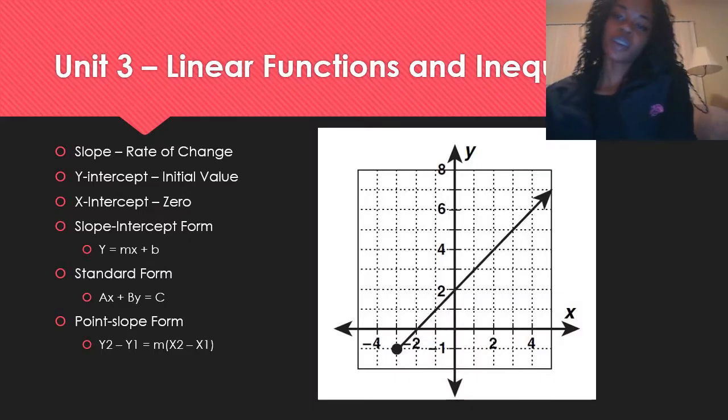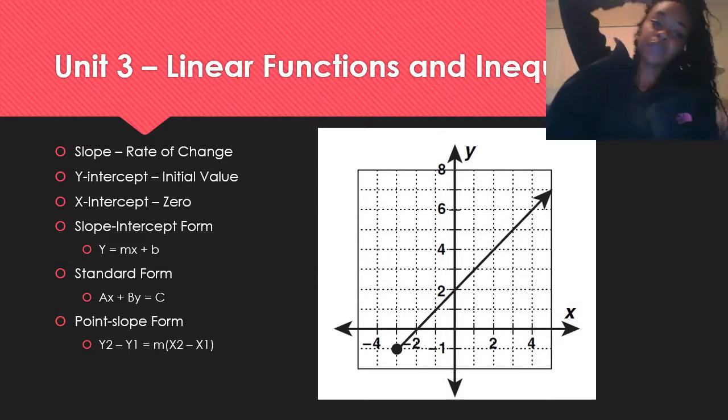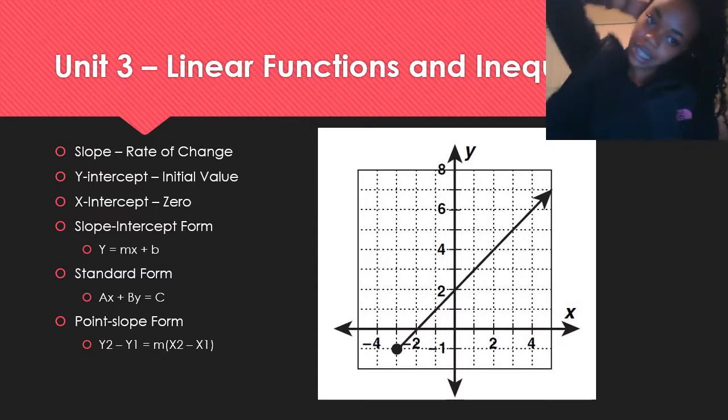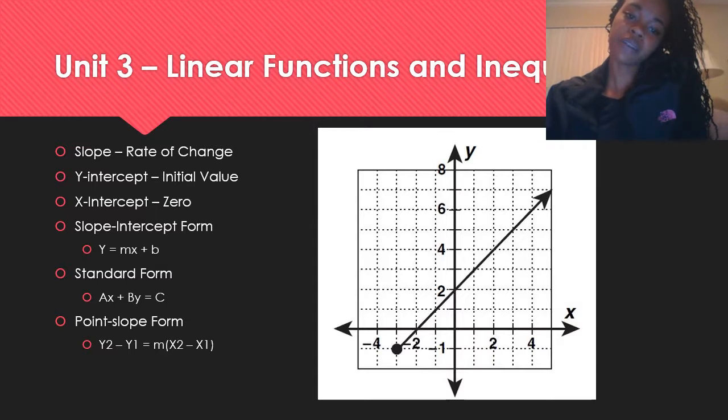Alright, this was a very important unit. We talked about linear functions and inequalities. This is where we talked about slope, our m value, which is our rate of change, change in y over change in x. We also talked about y-intercept, which is the initial value, which is b. Our x-intercept, the calculator calls a zero. All of these you can find on a graph, you can find them on a table, you can find them in a calculator, however you want to.